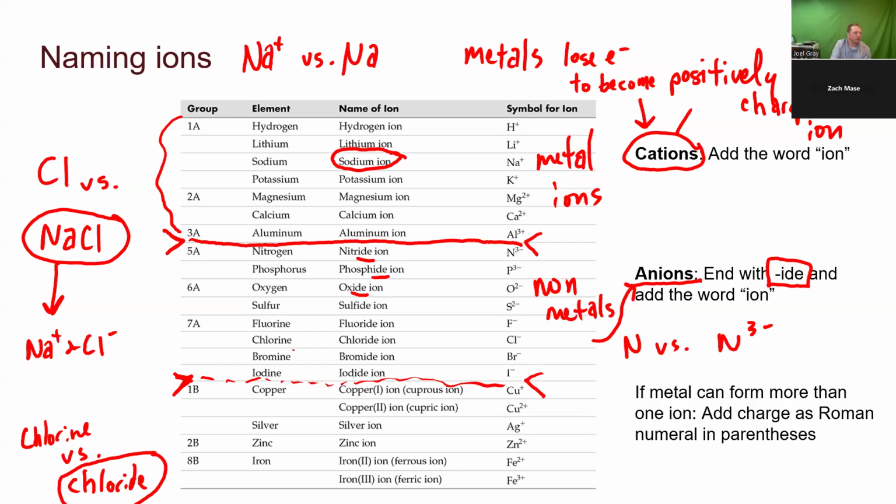So if we see bromine, for instance, we're going to give that the same treatment that we gave to chlorine. If we're talking about an ion made from bromine, it is going to be known as the bromide ion.